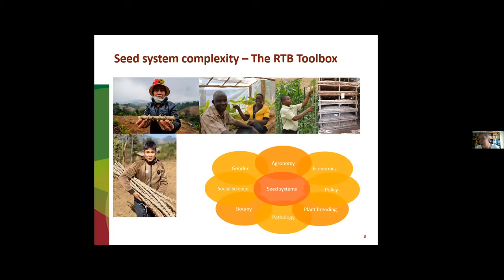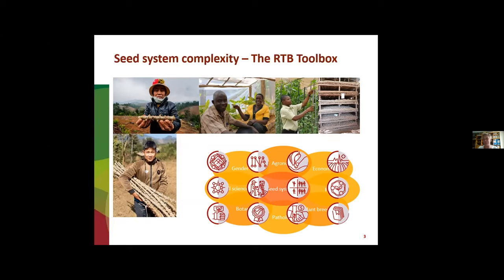Now, the RTB seed system group in that sense is quite a unique group. We became a unique group because we decided that we wanted to find the connection between each other, between these different disciplines and between these different tools and methods. So we set out to develop an interdisciplinary type of work. And that interdisciplinary character is reflected in the tools of the toolbox. And yes, now the animation in, please, next.